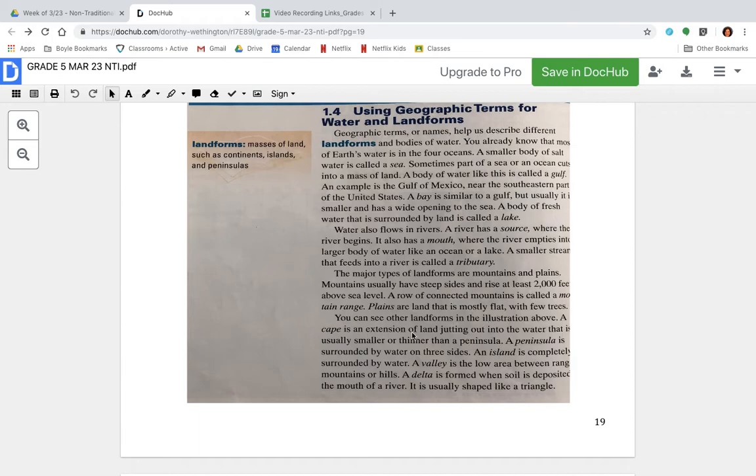A cape is an extension of land jutting out into the water that is usually smaller or thinner than a peninsula. A peninsula is surrounded by water on 3 sides. An island is completely surrounded by water. A valley is the low area between mountains or hills. A delta is formed when soil is deposited into the mouth of a river. It is usually shaped like a triangle.